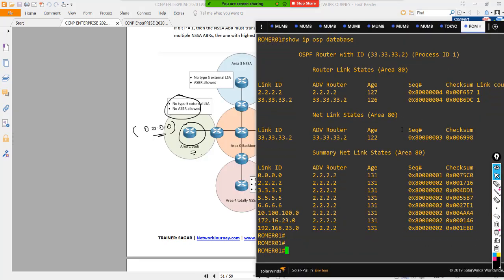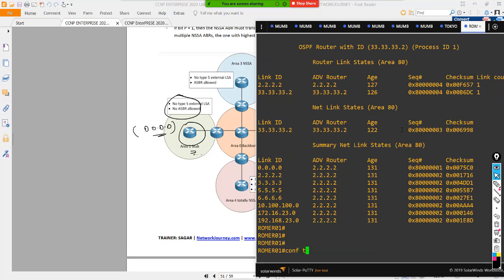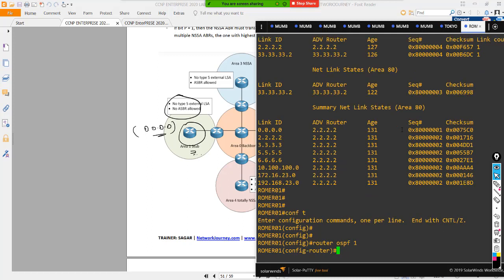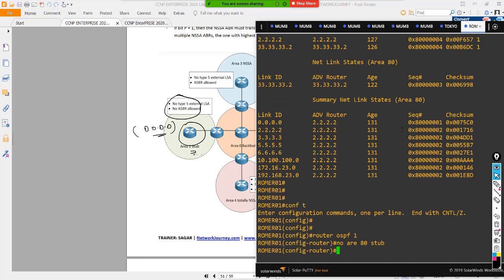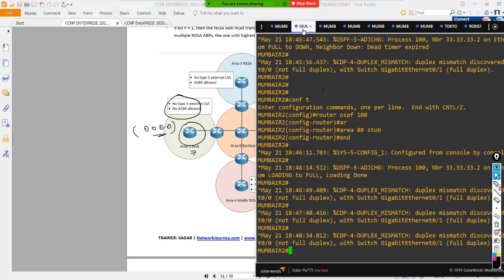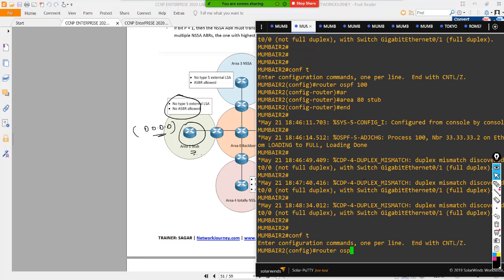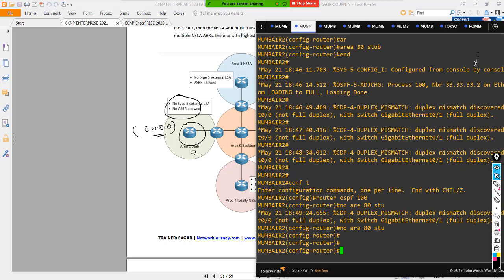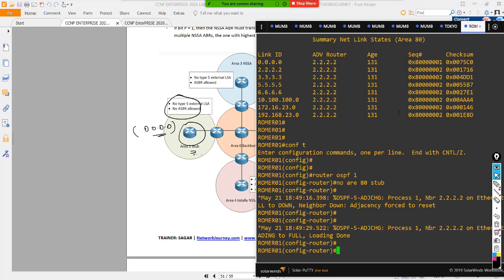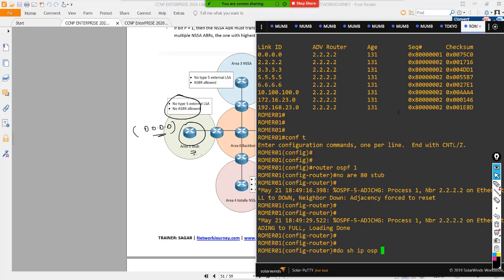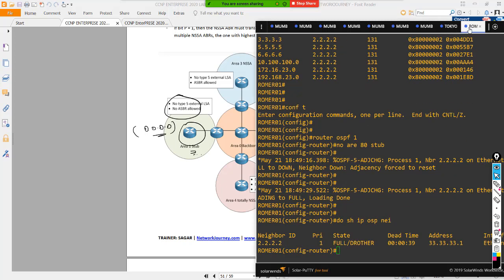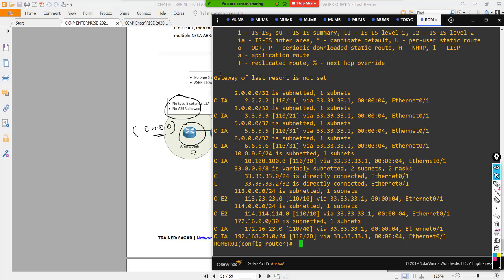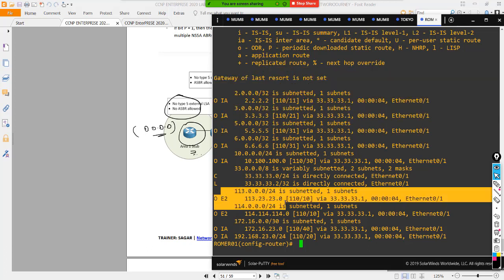Now let me remove this. It will revert back to the normal scenario. I've removed the stub from both sides. Let's see if I have neighborship. Neighbors are up. How about my routing? The default gateway has been taken down and you can see the external routes are coming up.